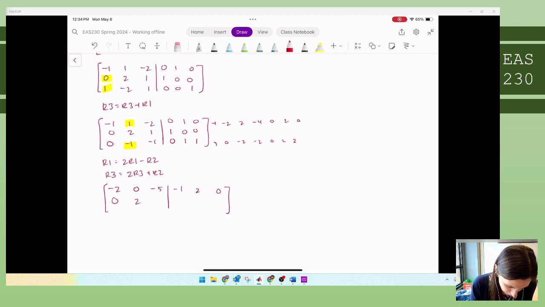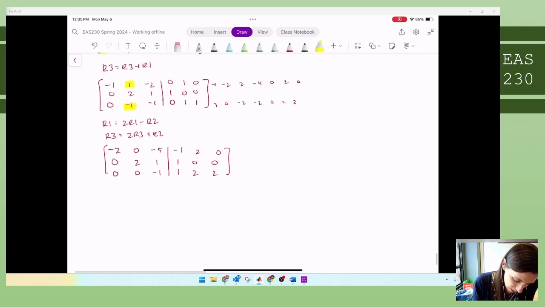Row 2 does not change. Row 3, now I'm adding row 3 and row 2. So 0 plus 0 is 0. -2 plus 2 is 0. -2 plus 1 is -1. 0 plus 1 is 1. 2 plus 2 is 4. And 2 plus 2 is 4. Checking my work, because I don't want to fail again.